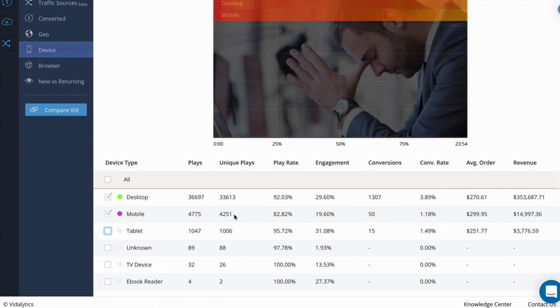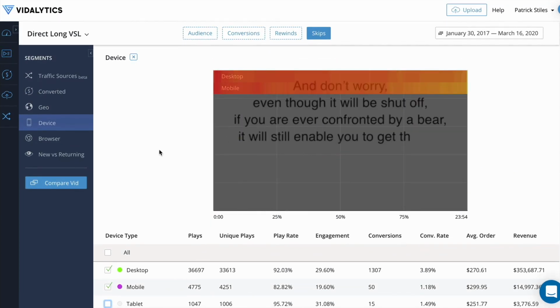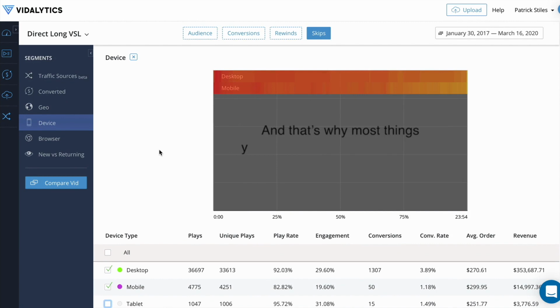But if we come down here, we can see that mobile only has 4,200 plays where desktop has 33,000. So that is an insane amount more, right? Almost 10 times as many, but yet mobile actually has more skips. So that means that while we do have a lot of skips here, most of it is coming from mobile.